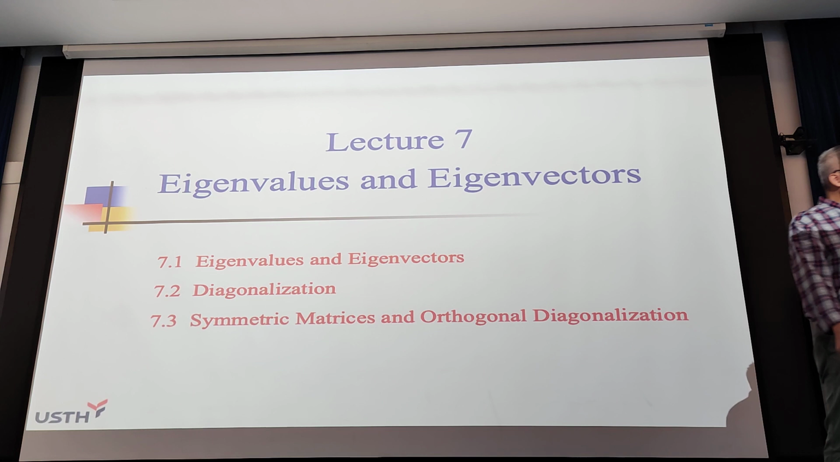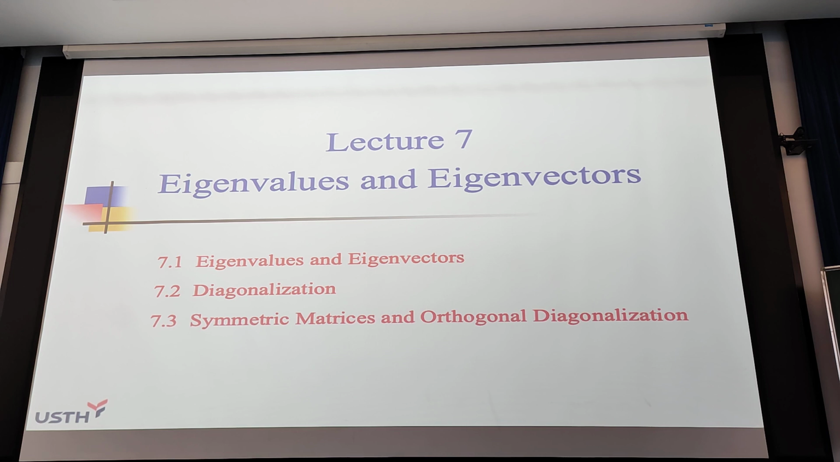So lecture number 7, once again, we go back to eigenvalues and eigenvectors. But mainly, in lecture number 7, we study diagonalization. So, diagonal means đường chéo. Diagonalization means chéo hóa. That is, suppose that we are given a square matrix, we try to make it become a diagonal matrix.